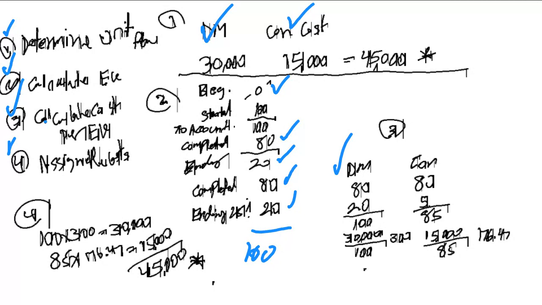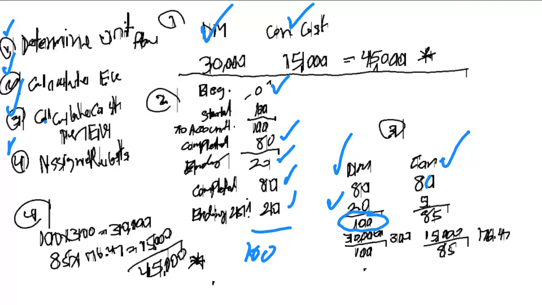Conversion cost, because these units are already completed. Conversion cost, 80 units completed. Ending inventory, 20 units incomplete, I explained that when I started this video. In terms of direct material, we assume everything is completed. So 20 units completed. So my direct material is 100% completed. So I have 100% here.